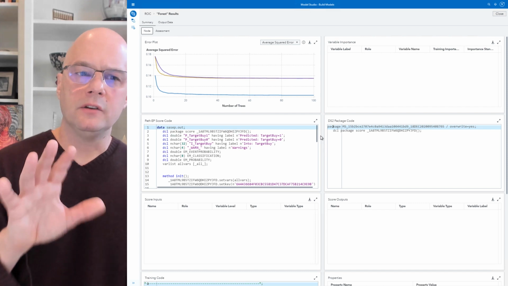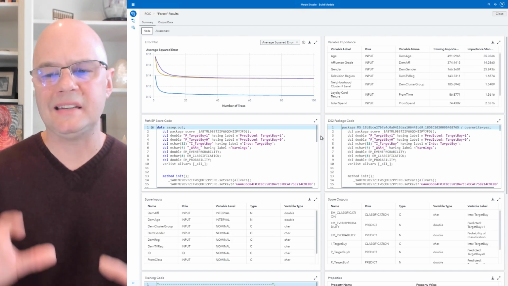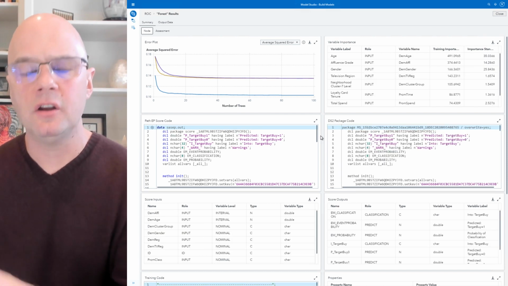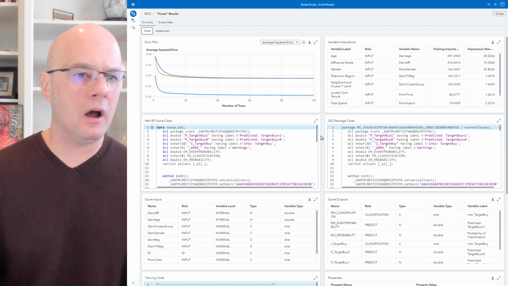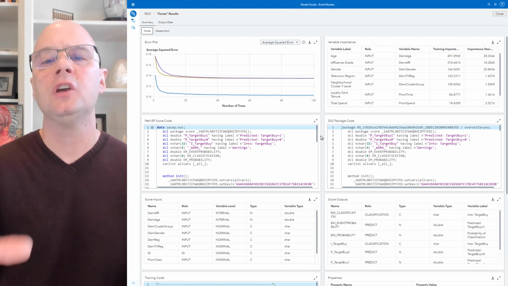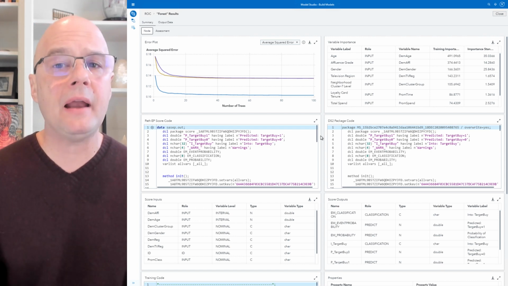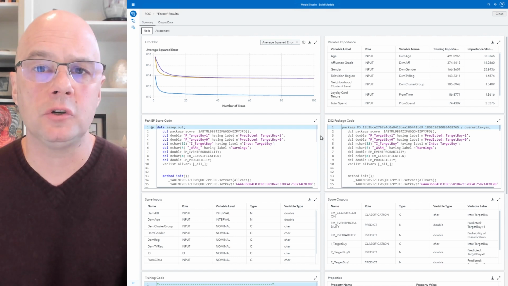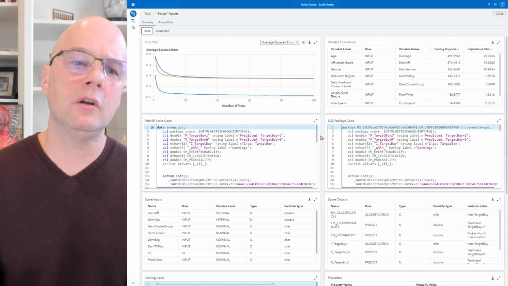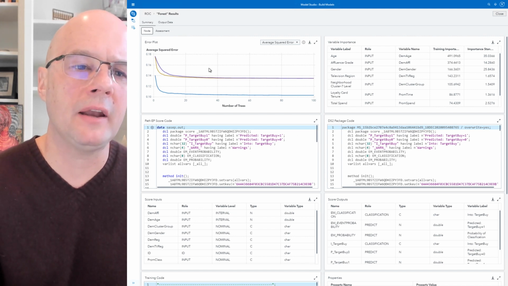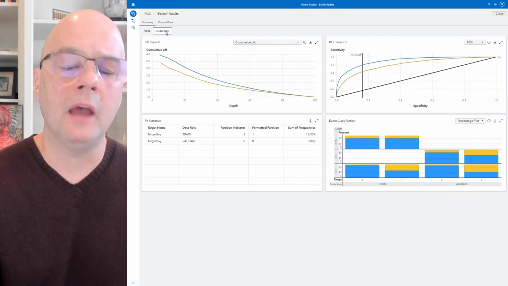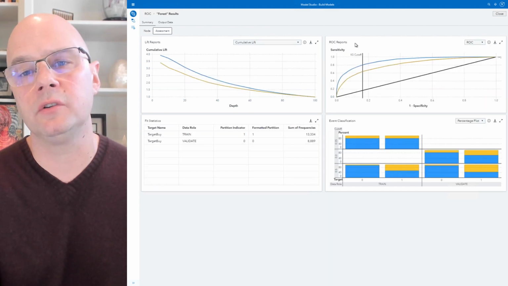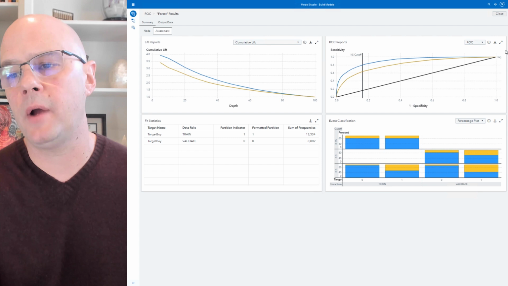By the way, something really neat about Model Studio is I don't have to ask for the ROC charts to be constructed. There's no property to turn on. There's no setting I have to change. They're going to be provided automatically for me as an assessment tool. So when I'm looking at the results of the forest, across the top, I need to click the Assessment tab. And one of the assessment tools is the ROC reports found in the upper right-hand corner.